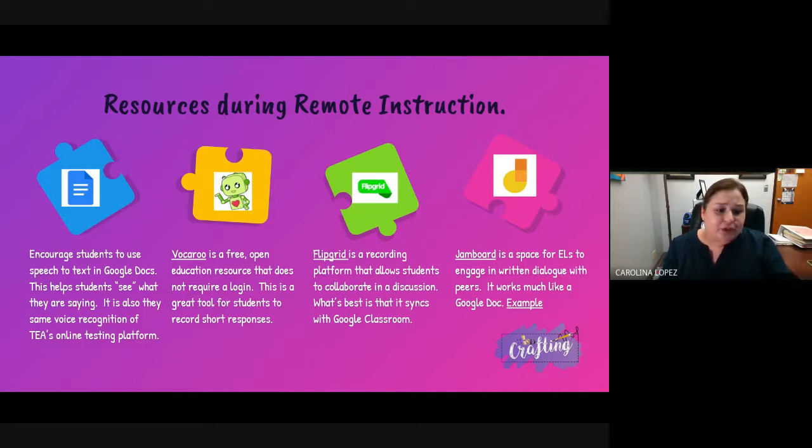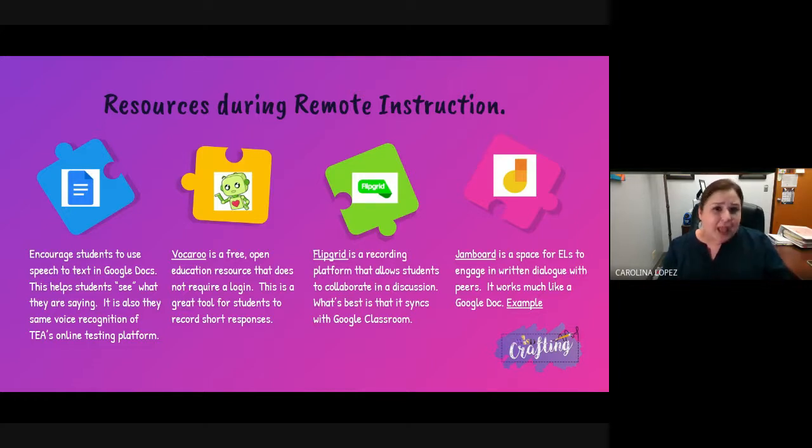But the first one there is the use of Google Docs. I know that TEA has already said that the platform that they're going to be using for speech to text really is what's used in Google Docs. So if we're already engaging our students in lessons that require the use of this, then they've gotten that practice already. It helps students see what they are saying. And it's just something that I think really meets the needs of especially your beginners in terms of the language proficiency levels. And also, we have some early childhood teachers here. Imagine students just being able to speak and then see their oral language convert into written text. And so they are now authors of this piece that is now in front of their screen.